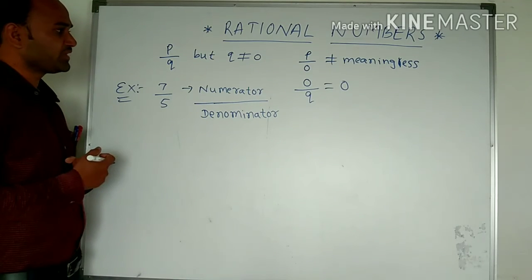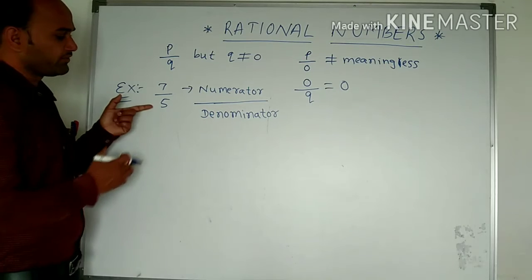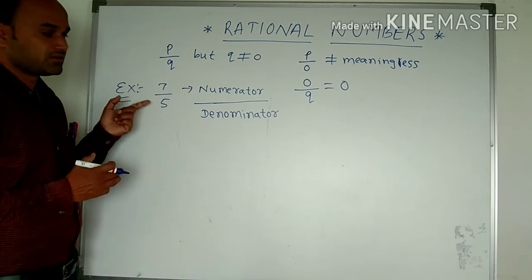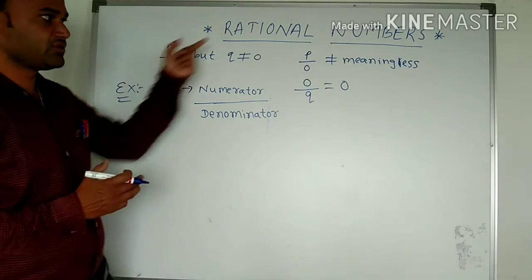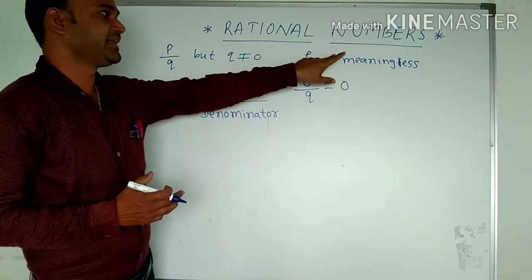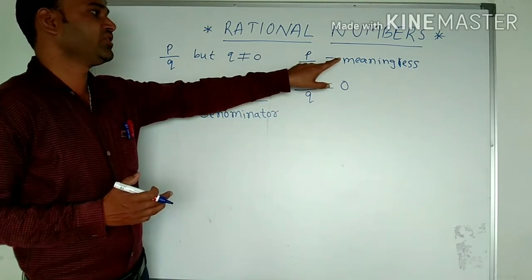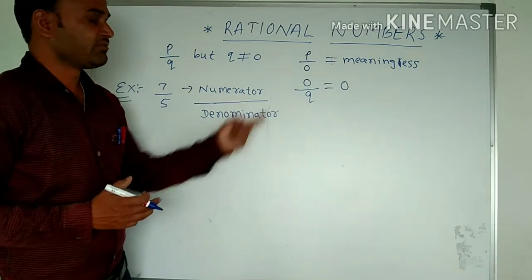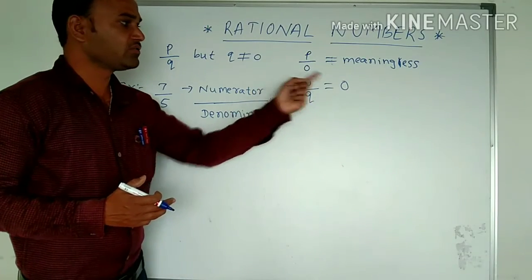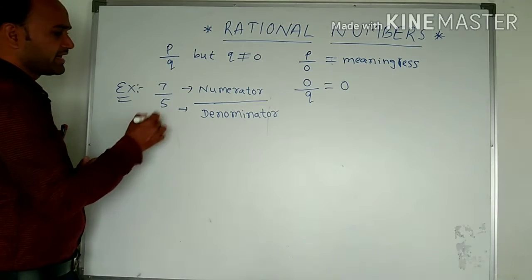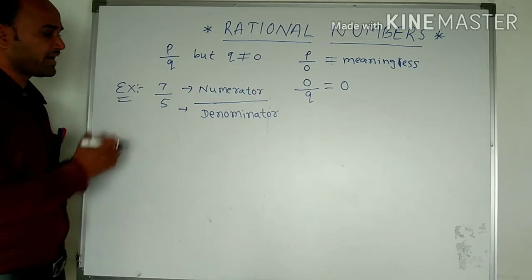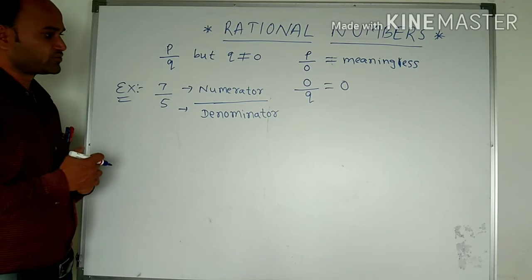The next point is that the denominator should never equal 0. When the denominator equals 0, it becomes meaningless. When the numerator is 0, the number becomes 0 itself. As we have seen, the numerator means the upside part and the denominator means the downside part.